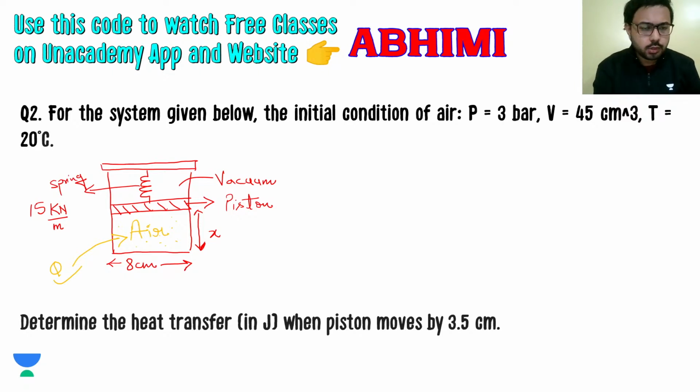So when the piston moves by 3.5 centimeter, obviously the spring will get compressed, and due to that there will be a spring force, and that spring force will generate some pressure, and that pressure will increase the pressure inside your whole system, that is the air below the piston, and therefore you can calculate from that the heat transfer.